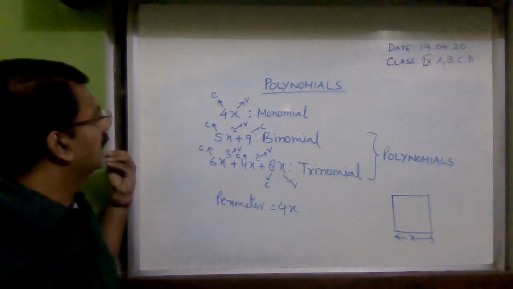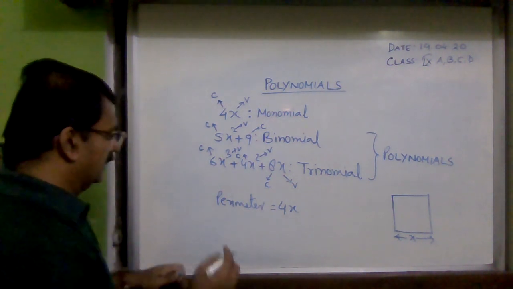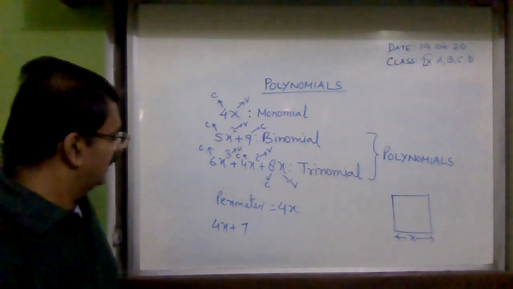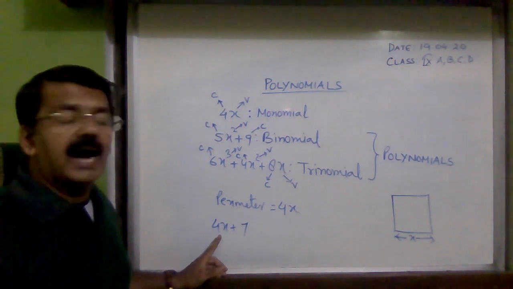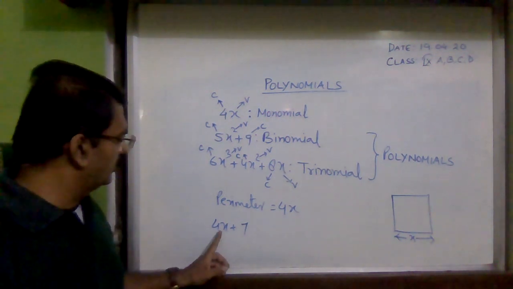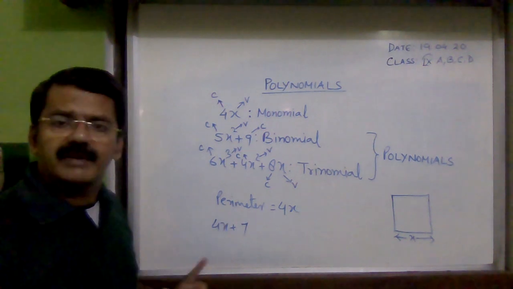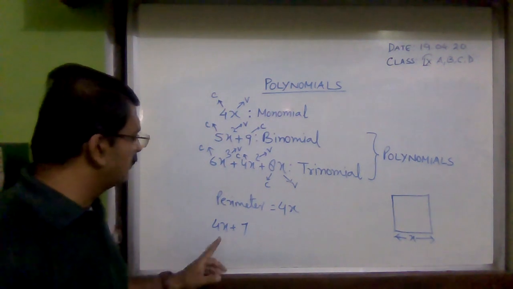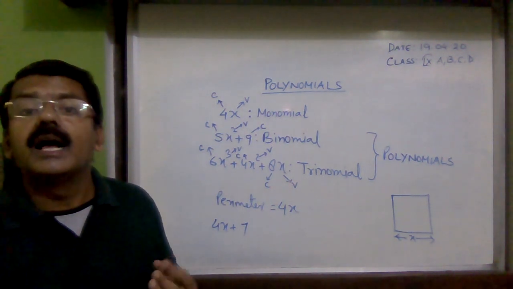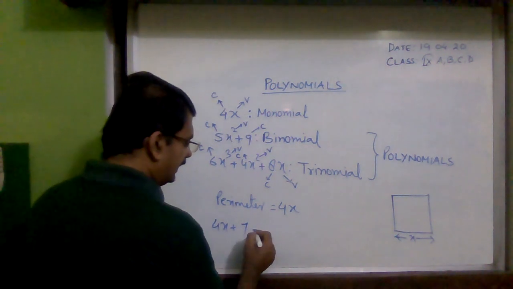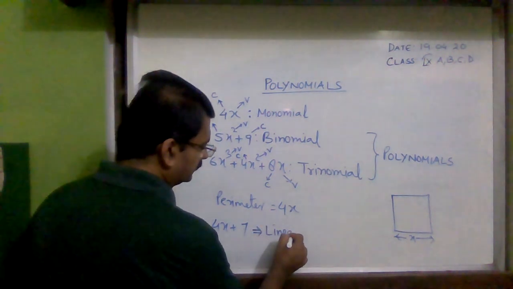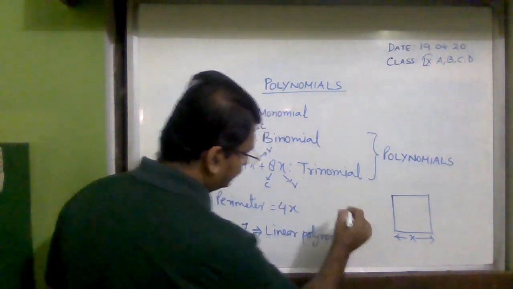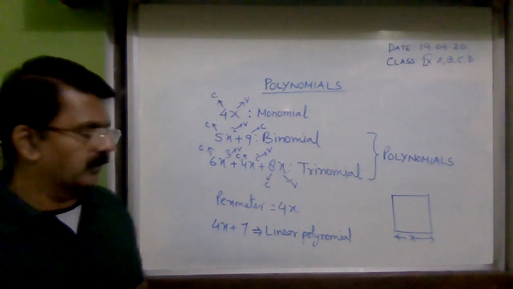Now say 4x plus 7, any polynomial in which the highest power of the variable is 1. You know here x is the variable and the highest power of x is 1. So in any polynomial, if the highest power of the variable is 1, then it is called a linear polynomial. So this is a linear polynomial.